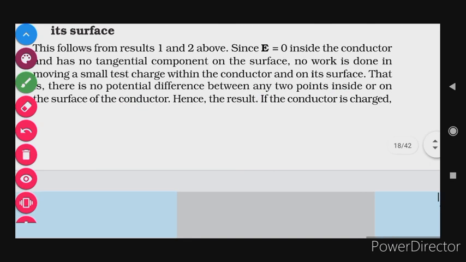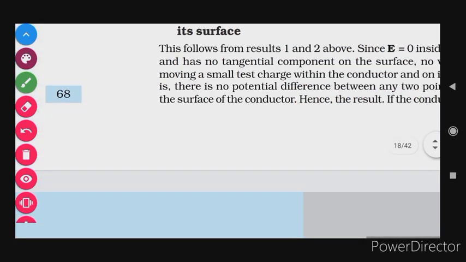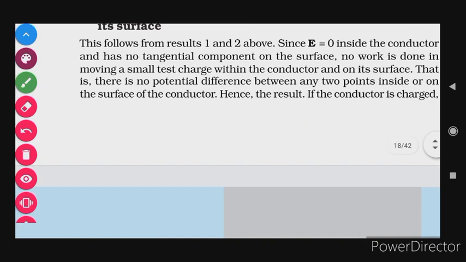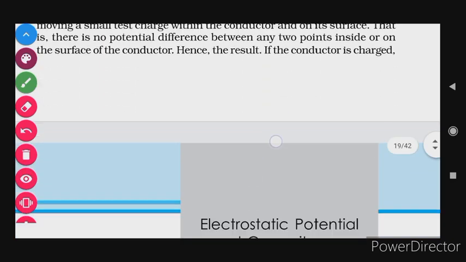Hence the result, if the conductor is charged. In the case of an uncharged conductor, there is no electric field parallel to the conductor, so there will be no potential difference, hence the potential is constant. The potential difference is 0, which means the potential all throughout the conductor is constant.